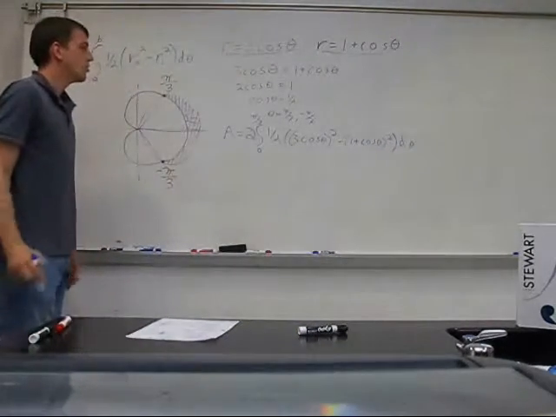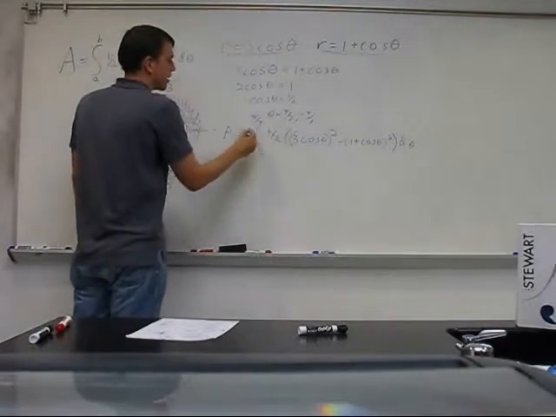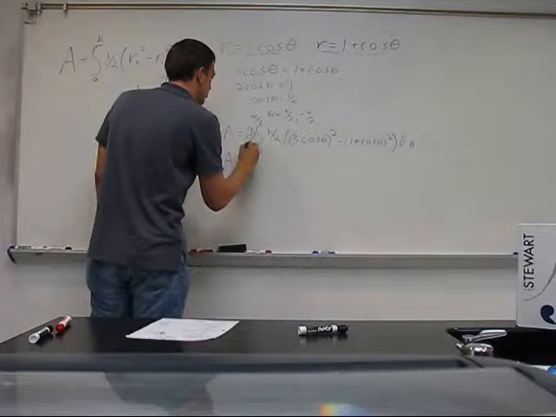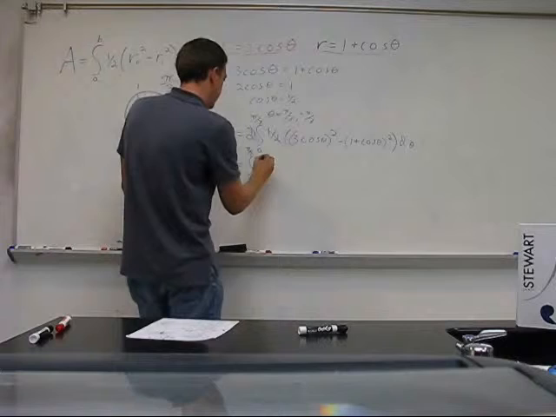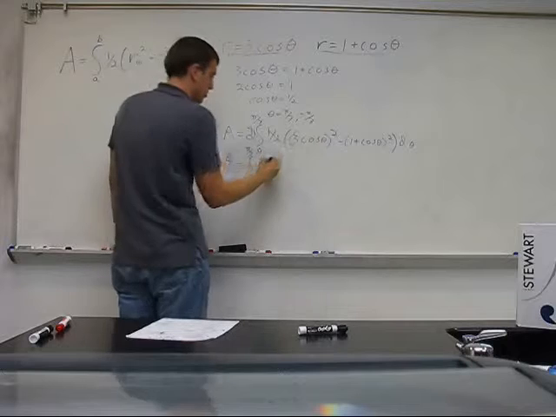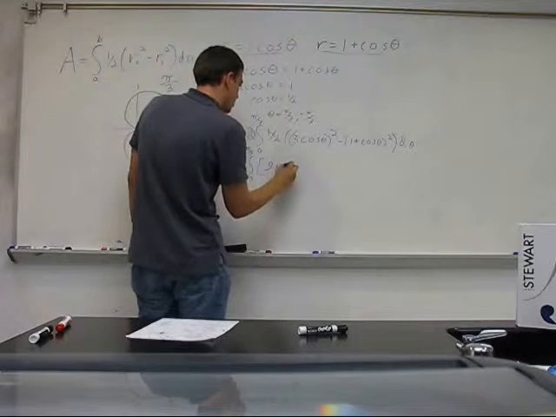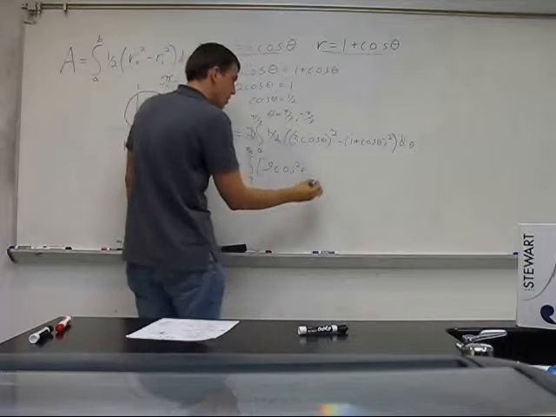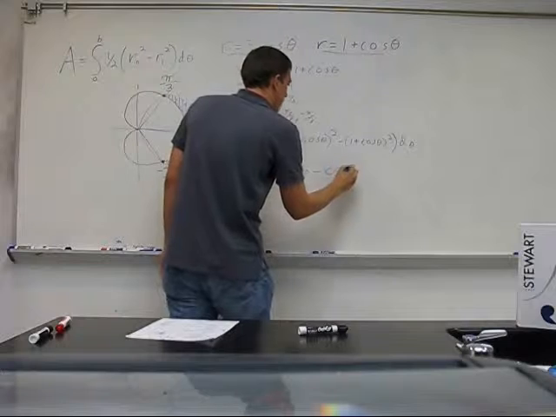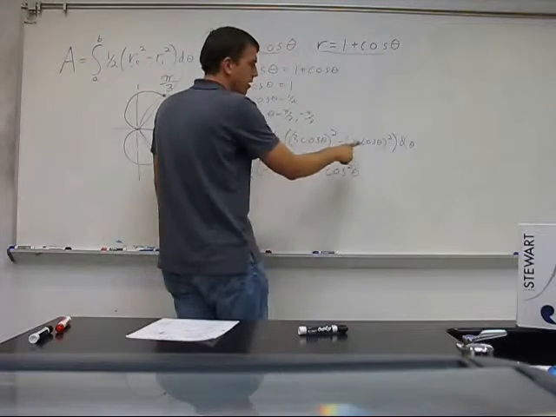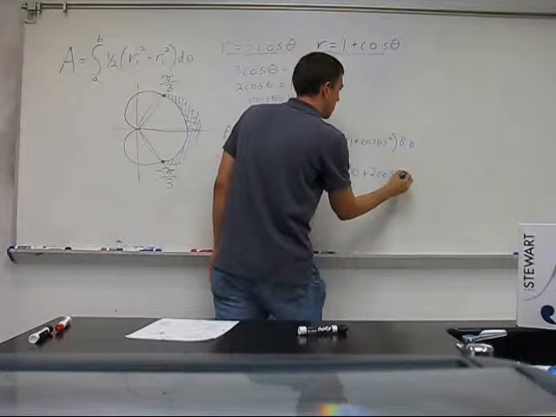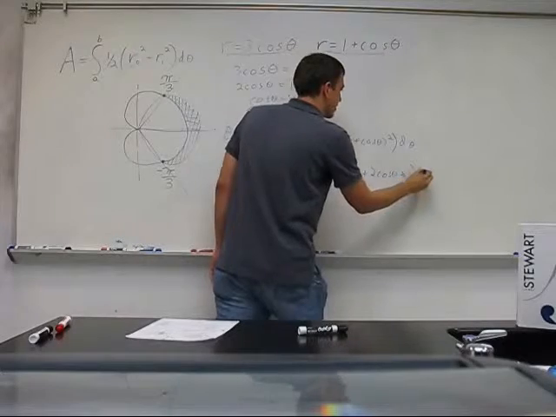Good. So now we're going to combine these two terms, and they're going to cancel out. So we have area is equal to 0 to pi over 3. So 3 squared is 9, and then cosine squared is obviously cosine squared, so 9 cosine squared theta minus, we're going to extend this out, so it's going to be cosine squared theta, so plus 2 cosine theta plus 1 d theta.